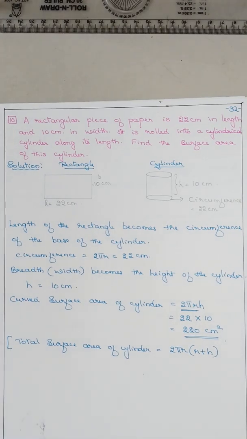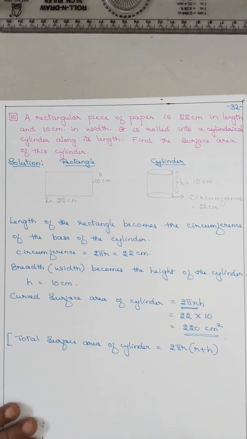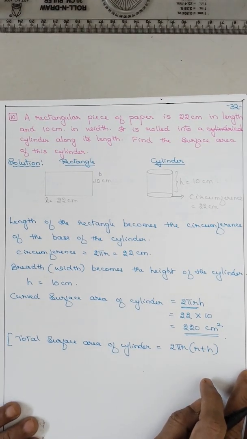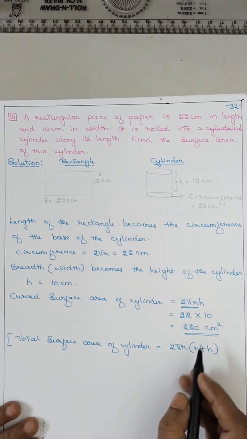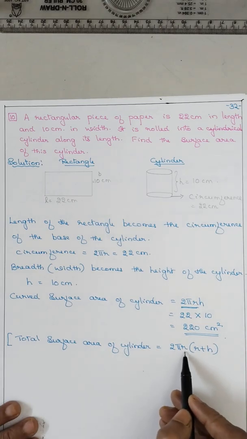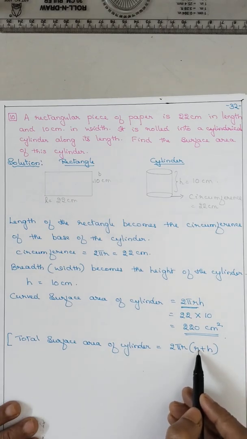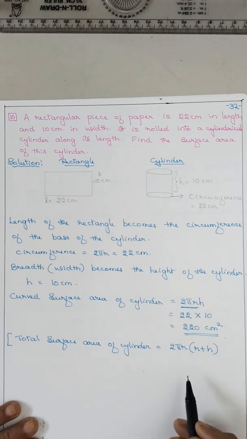In case they ask us to find the TSA in a sum, then we have to use this formula. But r, is it given? Yes, 2πr you can directly use. Okay, but here r is not given, so we have to find out r, isn't it?